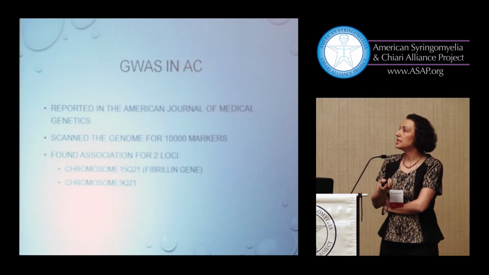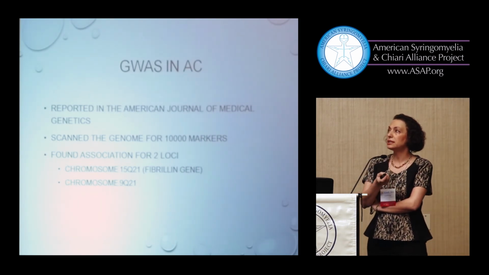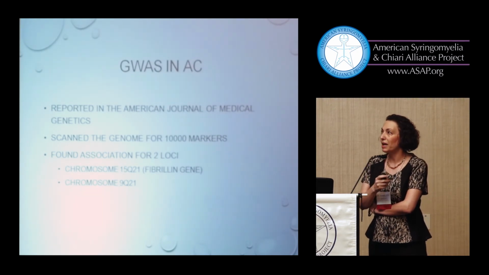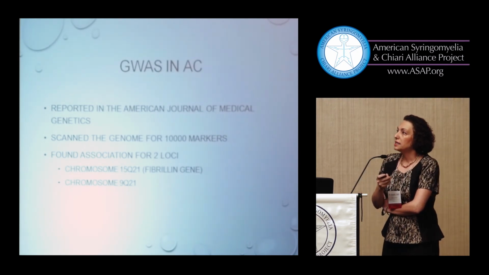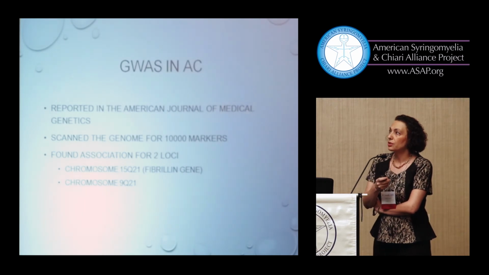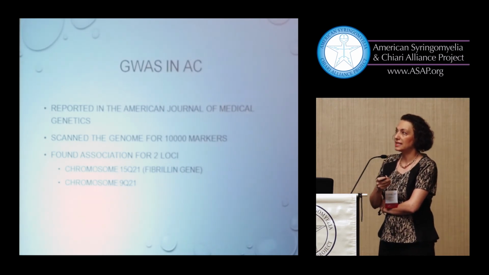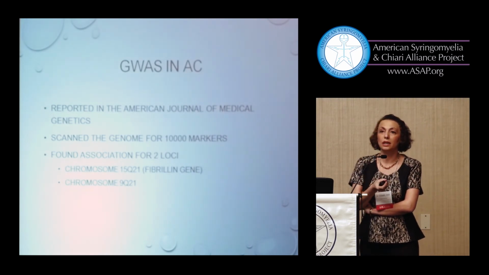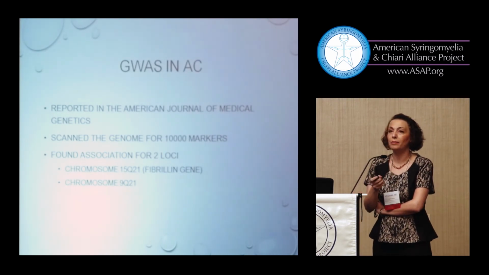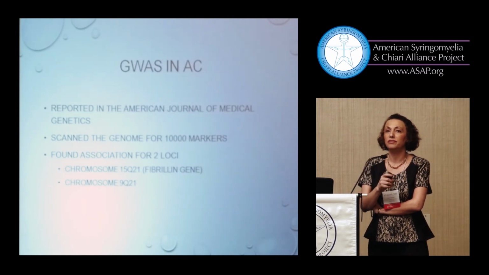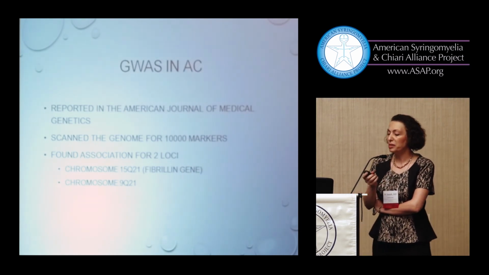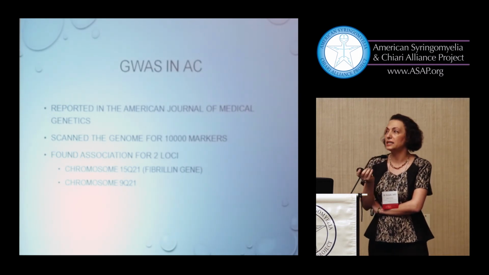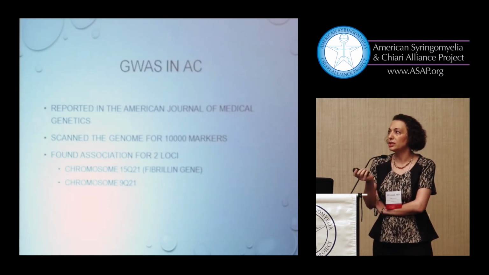So I was able to find only a single study of genome-wide association studies in Chiari malformation. And this was published in the American Journal of Medical Genetics in 2006. And they recruited 130-some families with 71 affected members. And they basically scanned the entire genome for 10,000 markers. And they found association with 2 loci.